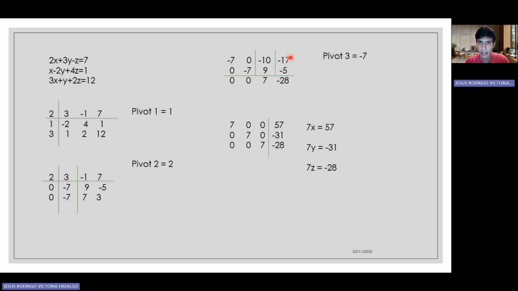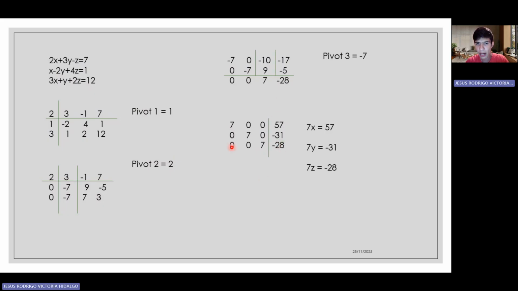Only these two values are left. It's 7 times minus 17 minus 28 times minus 10, divided by minus 7, we get this 57 right here. Then we get the last position: 7 times minus 5 is minus 35, minus 28 times minus 10, divided by minus 7, it's this minus 28 right here.